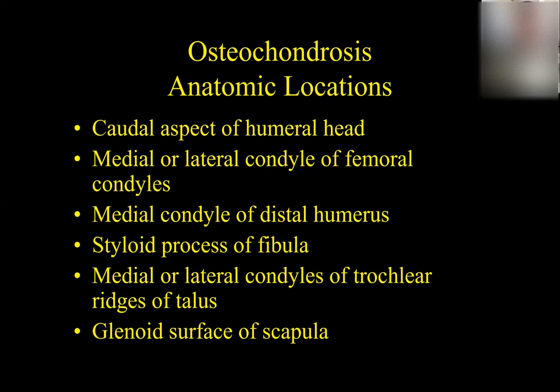It can happen on the medial condyle of the distal humerus or lateral condyle. Rarely it will happen on the distal aspect of the fibula. Just like we talked about, it can happen on the medial or lateral condyles of the trochlear ridges of the talus. And sometimes it happens on the scapula near the shoulder, but that's pretty rare.